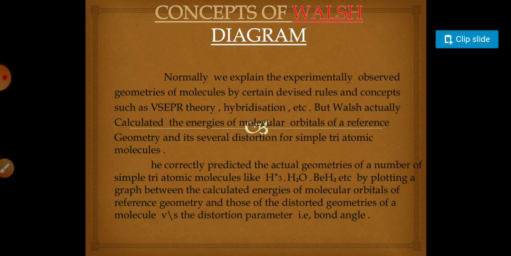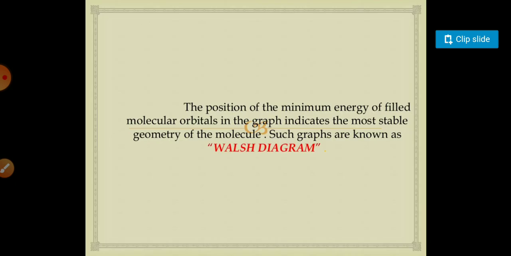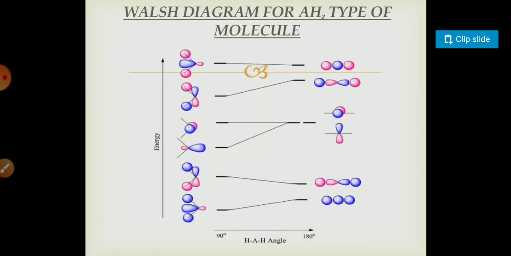So according to Walsh, the position of the minimum energy of a filled molecular orbital in a graph indicates the most stable geometry of the molecule. Such graphs are known as Walsh diagrams. Now you can see the Walsh diagram for the AH2 type of molecules.